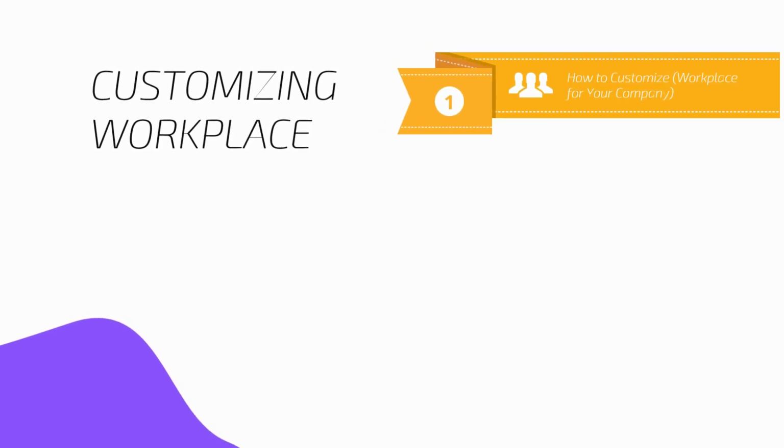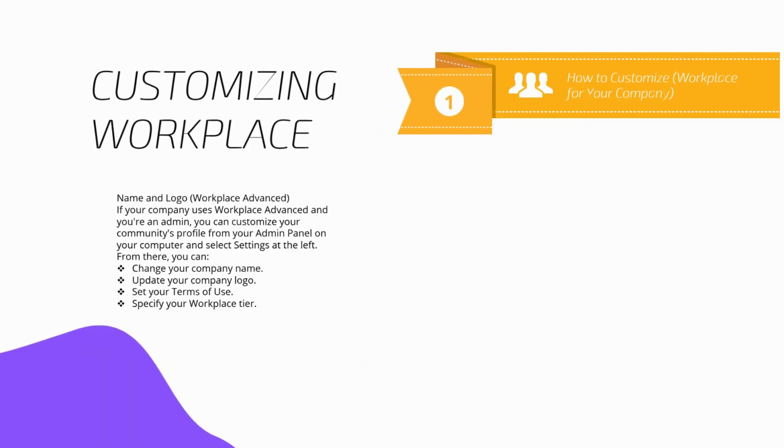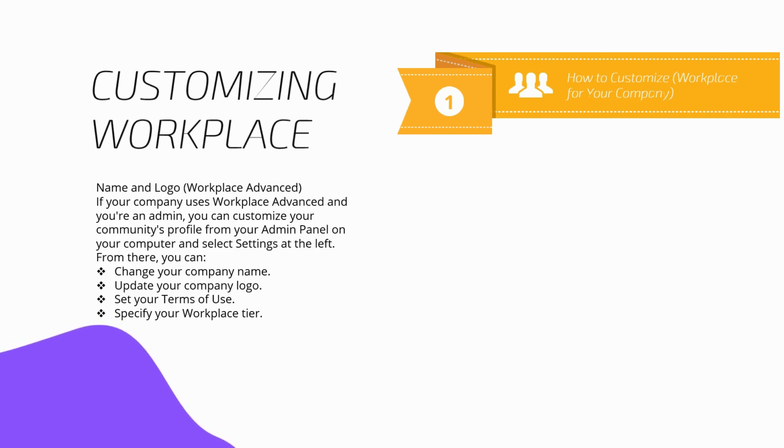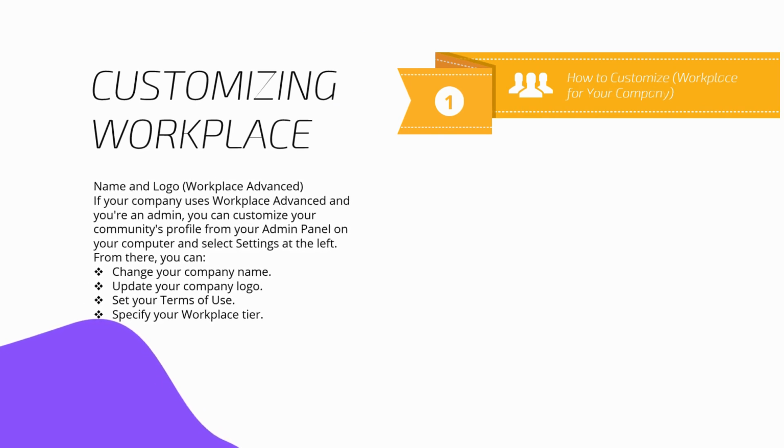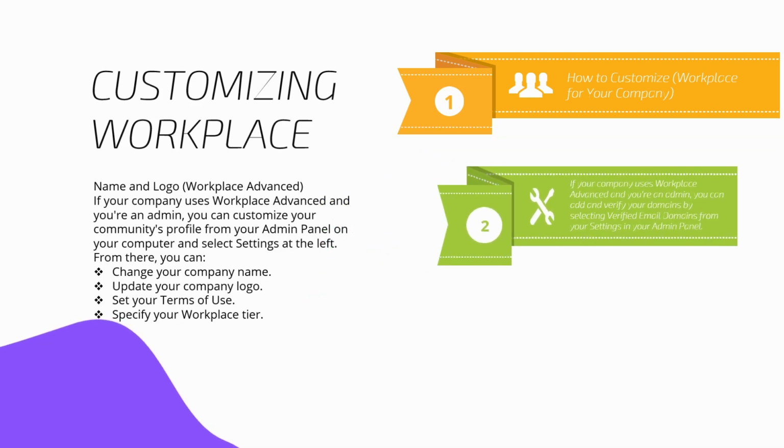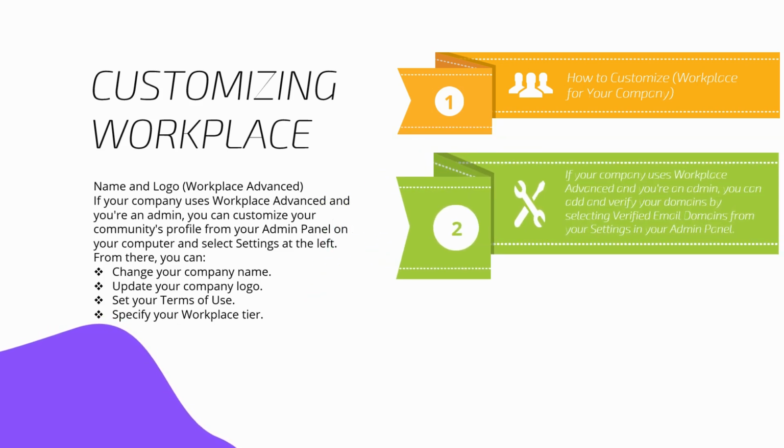Customizing Workplace. How to customize Workplace for your company. Name and logo, Workplace Advanced. If your company uses Workplace Advanced and you're an admin, you can customize your community's profile from your admin panel on your computer and select Settings at the left. From there, you can change your company name, update your company logo, set your terms of use, and specify your Workplace tier. Domains, Workplace Advanced. If your company uses Workplace Advanced and you're an admin, you can add and verify your domains by selecting Verified Email Domains from your settings in your admin panel.